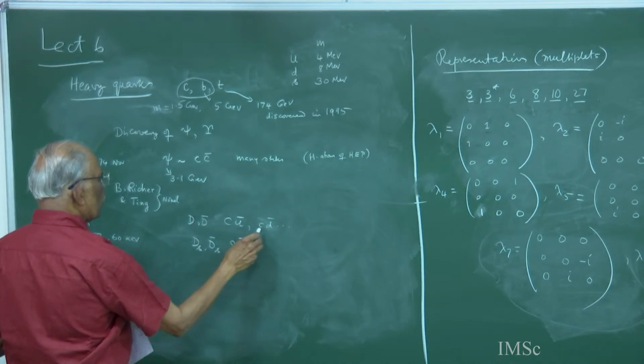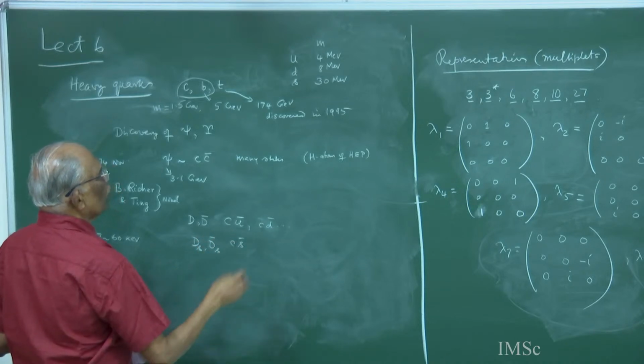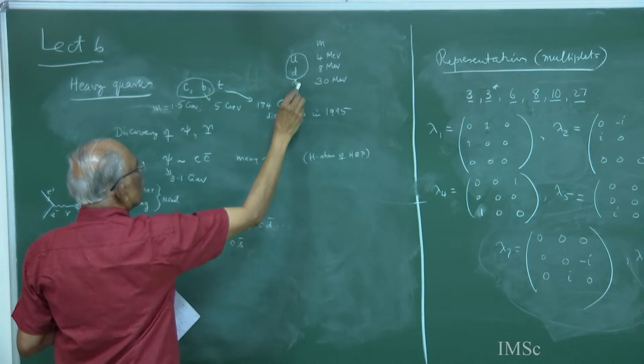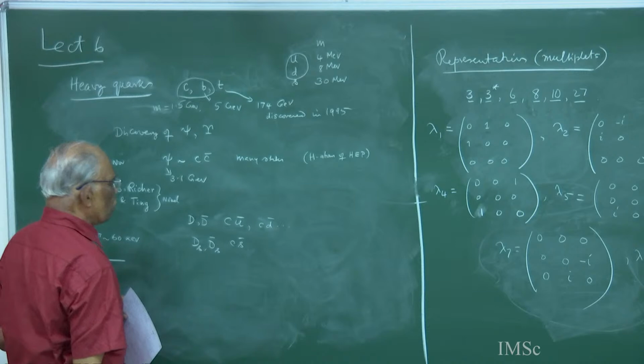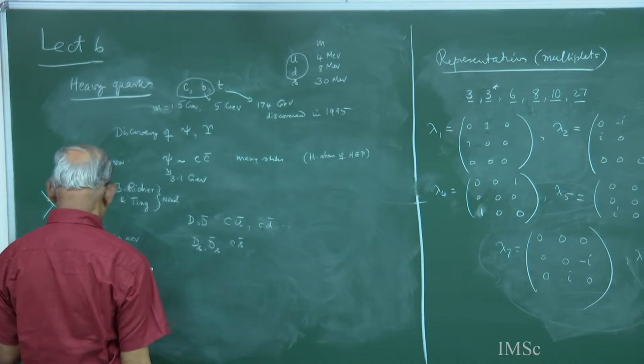It will be an isospin doublet because C itself has isospin 0. Only these light quarks are the only particles that have isospin. This is an isospin singlet, and all these have isospin 0. Please remember that. So this is an isospin singlet only.